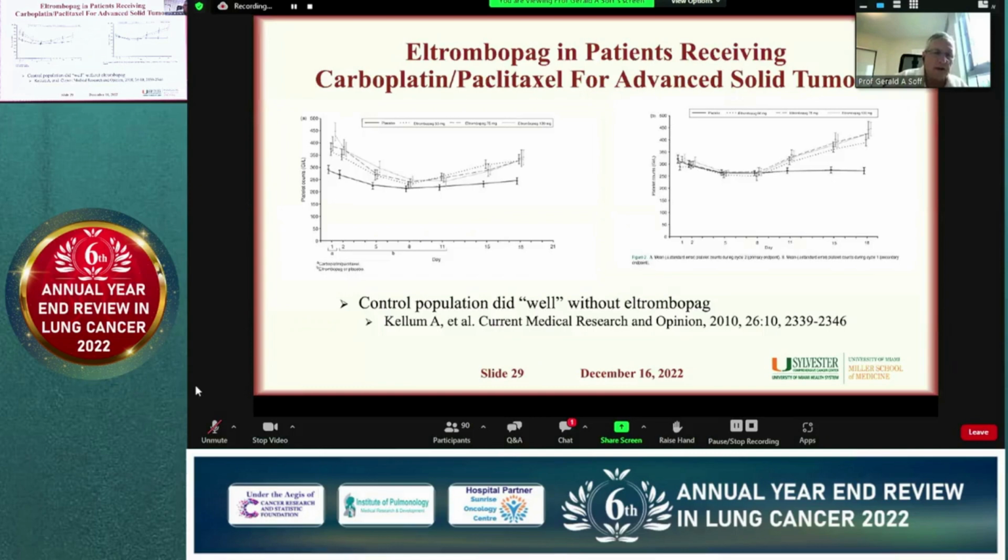At this point in time, no study has demonstrated that prophylactic use of any TPO agonist is appropriate or indicated. If you don't select patients who have a clear need for intervention for CIT, you will have another one of these negative studies where the control population does so well you can't do better than that. And that's what we're seeing here with the Kellerman study.